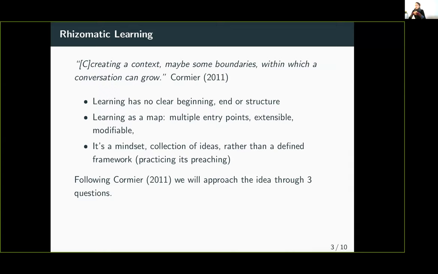And, practicing his own preaching, rhizomatic learning seems to be more of a mindset, a collection of ideas rather than a strict and predefined framework. And to drill down even a little bit more deeply, we will approach the rhizomatic learning ideas through asking and answering three questions, following how Dave Cormier did this himself when he presented his ideas.